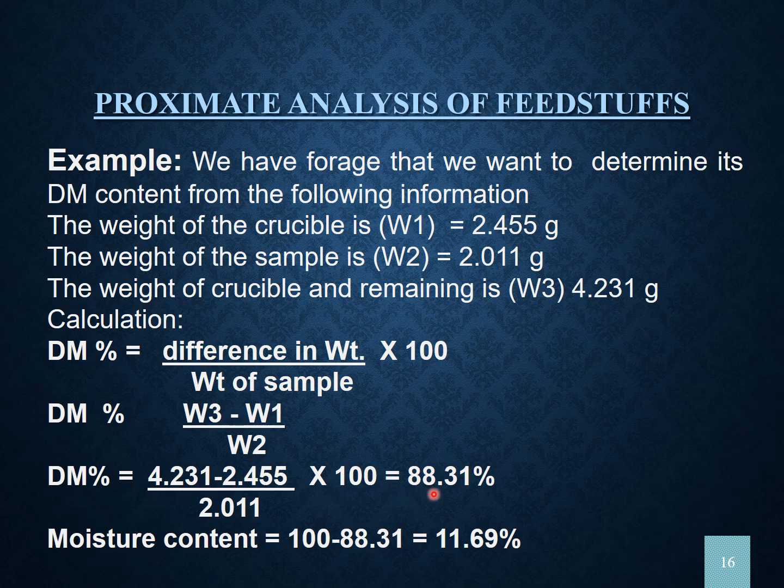So the dry matter is 88.31%. And to calculate the moisture content, just 100 minus 88.31 equals 11.69%. I hope it's clear. It's very simple.